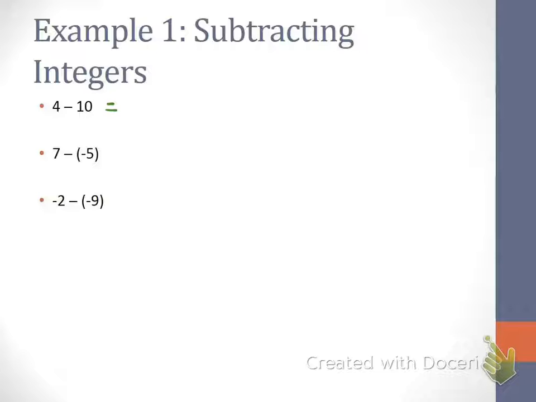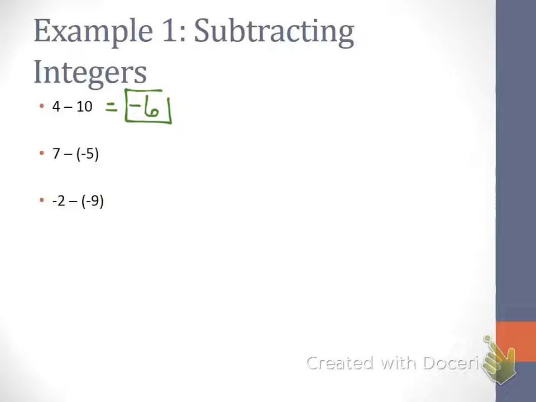Okay, so let's go through it. Is 4 positive or negative? Positive. What about 10? Negative. So I have a positive and a negative. Those are different signs, so I'm going to subtract them. 10 minus 4 is 6. And is my answer positive or negative? Negative. Why? Because 10 is bigger and it's negative. Okay, so my larger number, whatever sign that one is, that's the sign of my answer, negative 6.